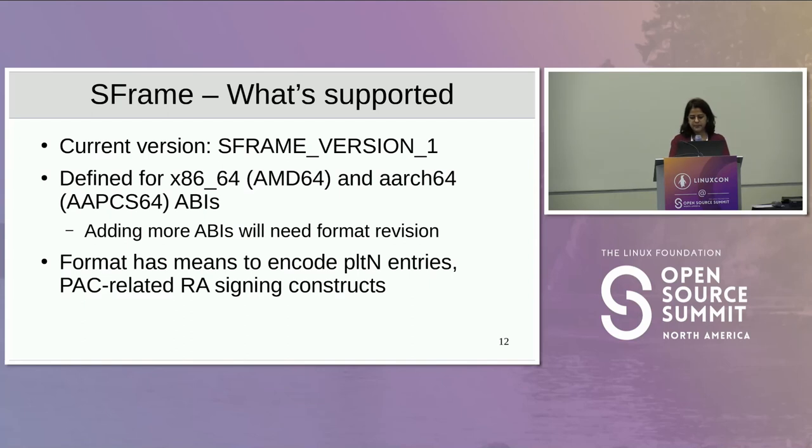Now, the current version is version 1. The format is defined for two ABIs at this time, AMD64 and AAPCS, the AArch64 ABI. The format has support for encoding PLT entries as well. And on the AArch64 side, there is support to also encode pointer authentication related constructs. So if the return register is mangled with some signature bits, you have constructs in the format that allow you to encode whether or not the return address is mangled, and if mangled, whether it's key A, key B, and so on.